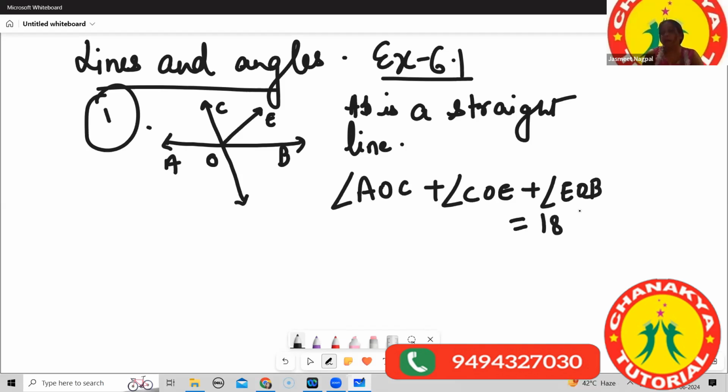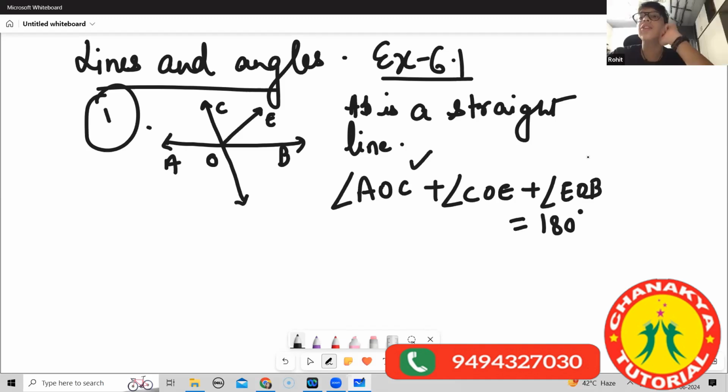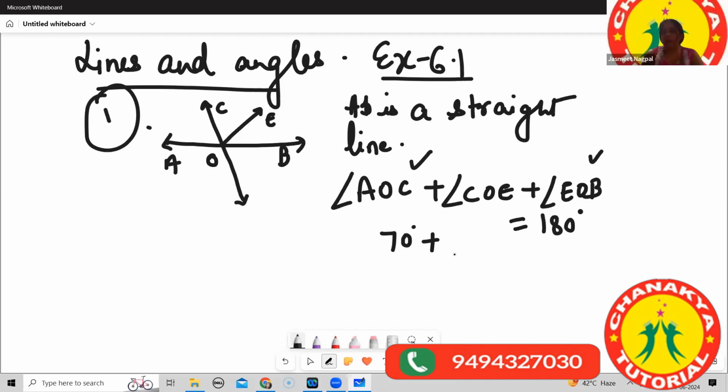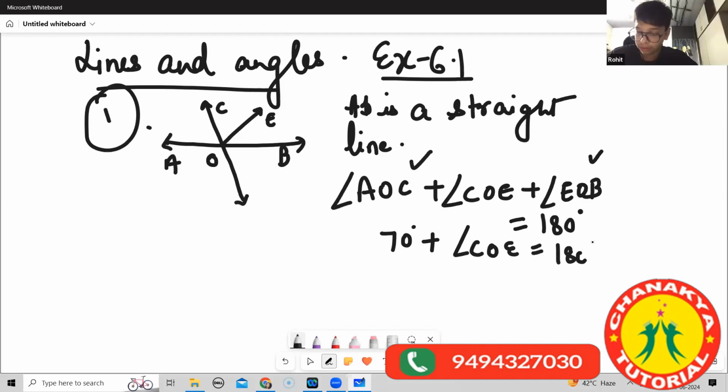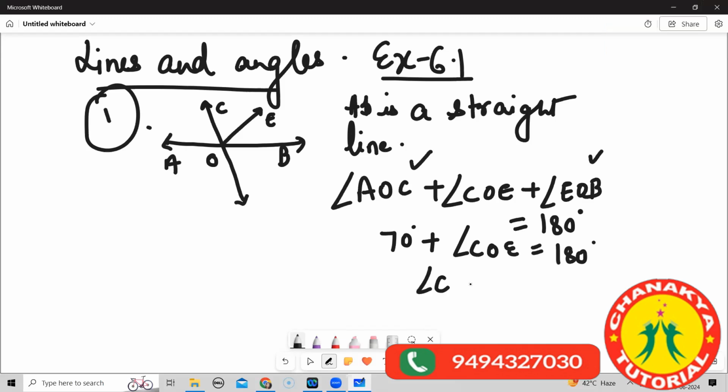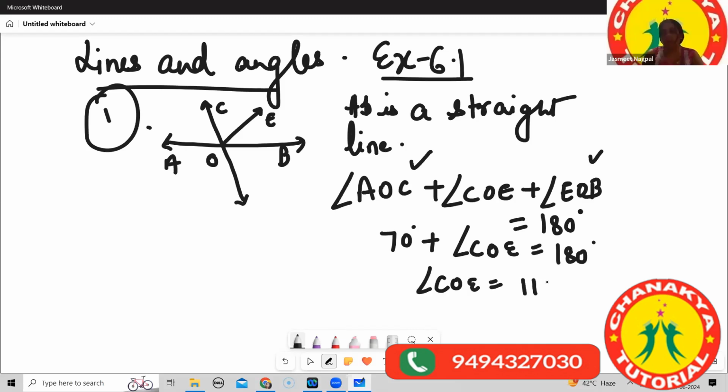So 180 degrees. Okay. After that, you know the AOC and BOE value. What is the value? You have been given already in the question. AOC and EOB together are 70 degrees, you know. So can you find out what is the value of COE then? Yes, ma'am. It's 110 degrees. Very good. It is 110 degrees.